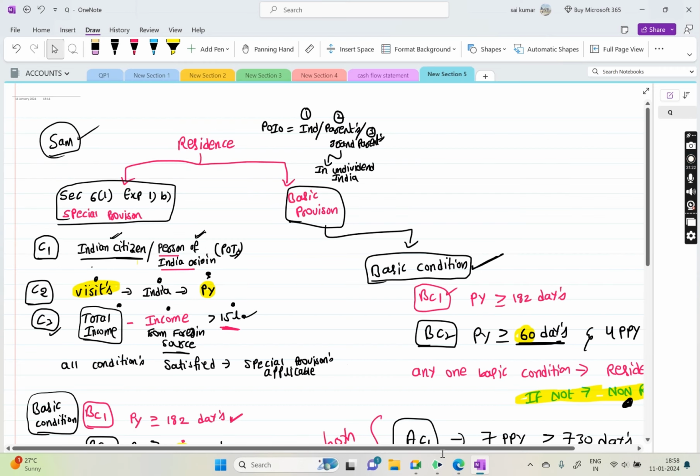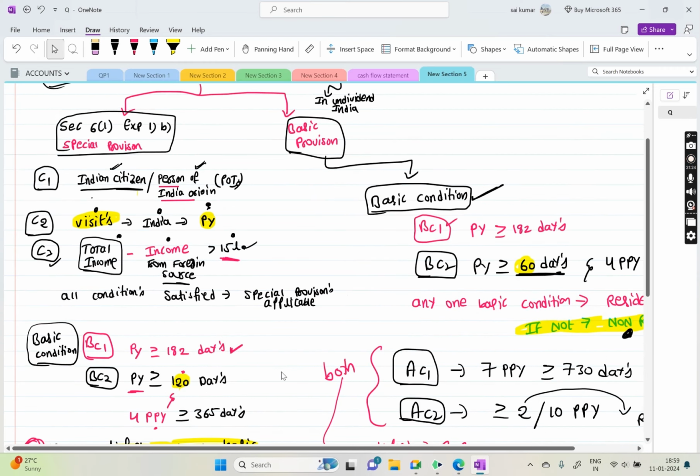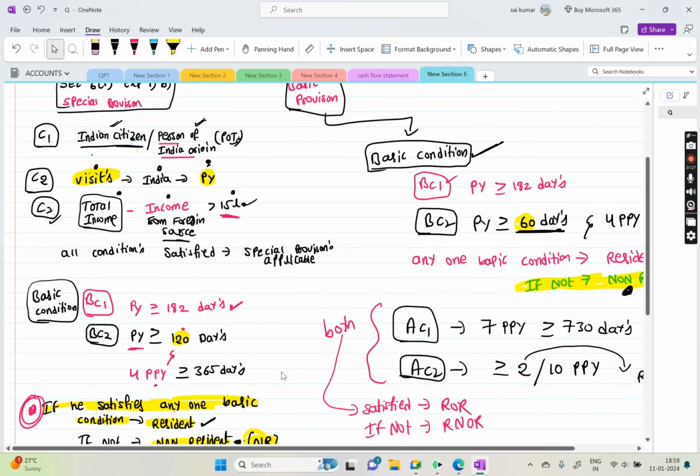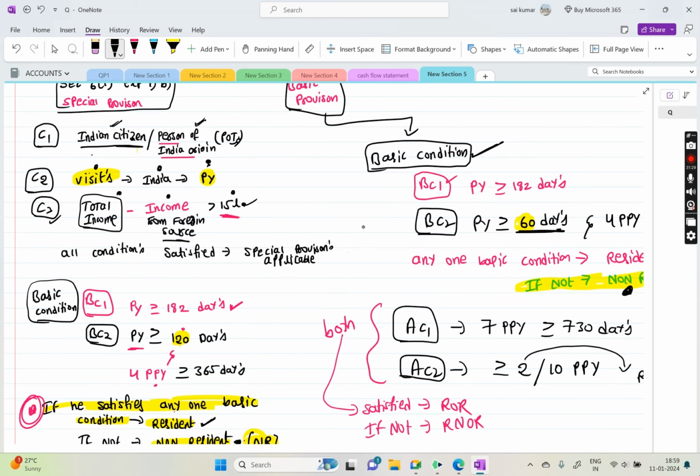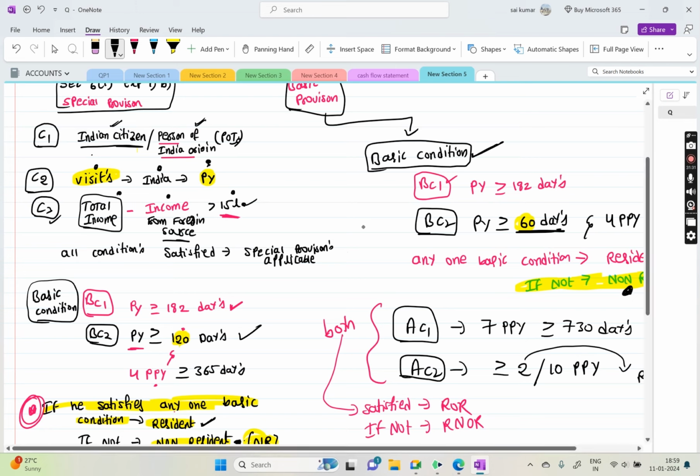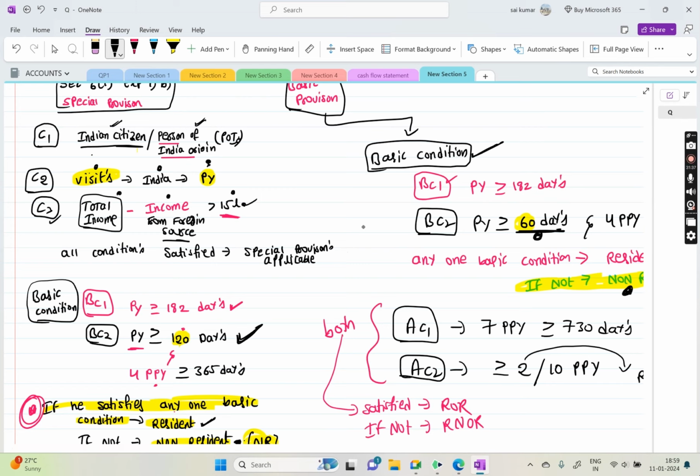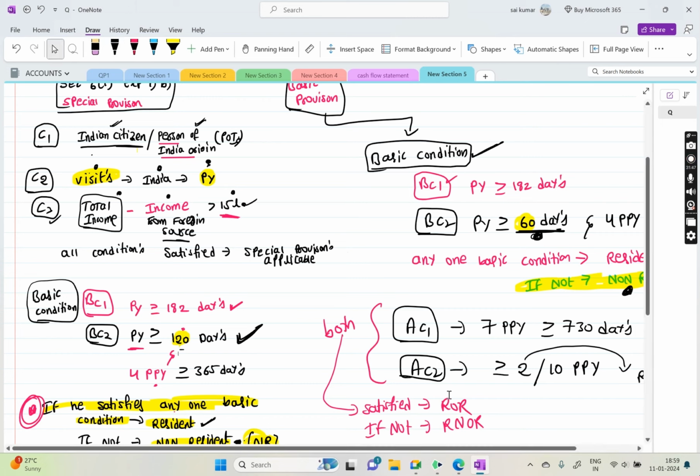Can you find out the difference between the special provision and the basic provision, if it is a calculation, if it is numbers? In the special provision it is 120 days, and in the basic conditions it is 60 days. If it is a regular or basic provision, it is 60 days. If it is a special provision, it is 120 days. That is the only difference. Nothing else is different.